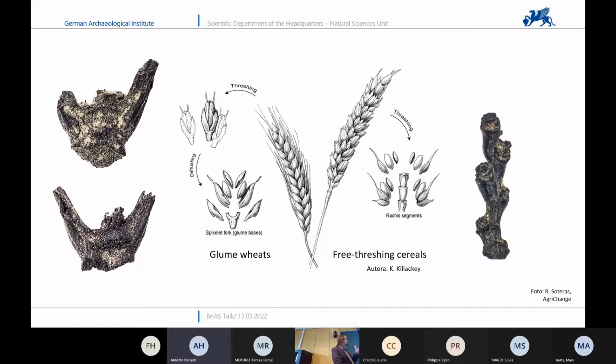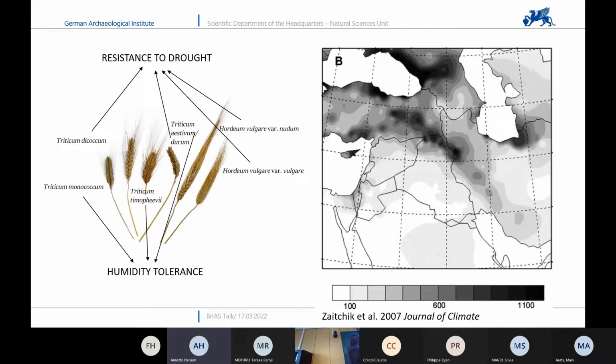When you have free threshing cereals, you skip this step, because after threshing, you directly get the rachis, so the axis of the ear, and the grain. So that's much easier. One would assume one would prefer to have free threshing cereals, but glume wheats have some other advantages. So when we have changes in the crop assemblages and a region that was growing naked wheat moves to glume wheats, something is going on. And that's why this project kind of started.